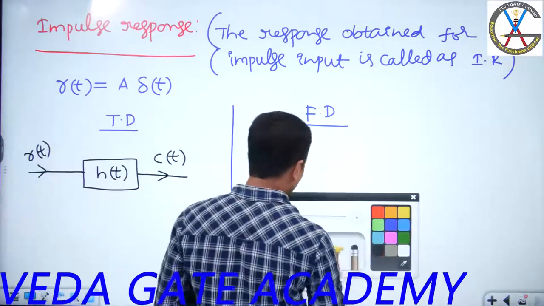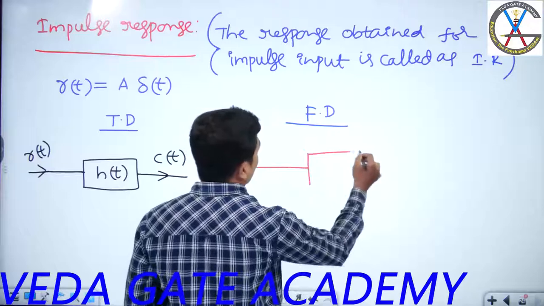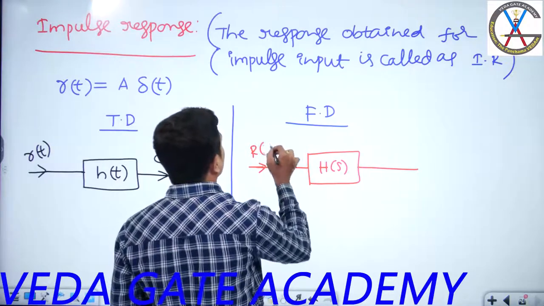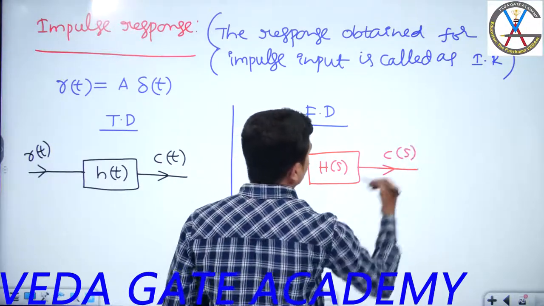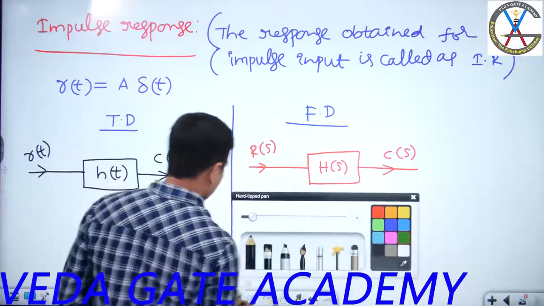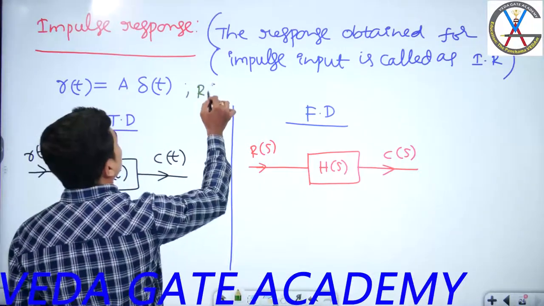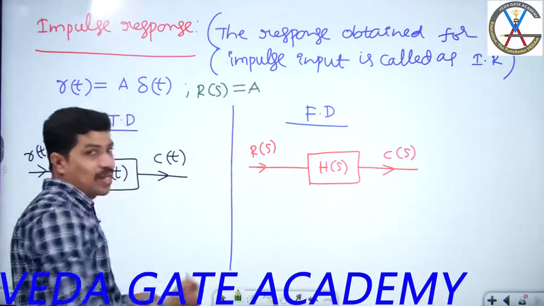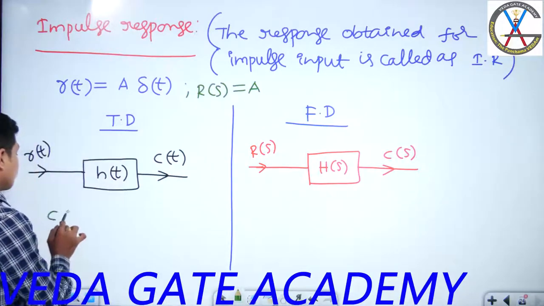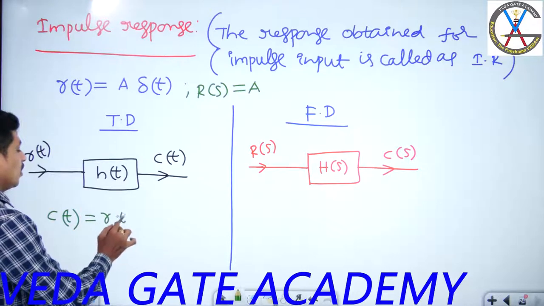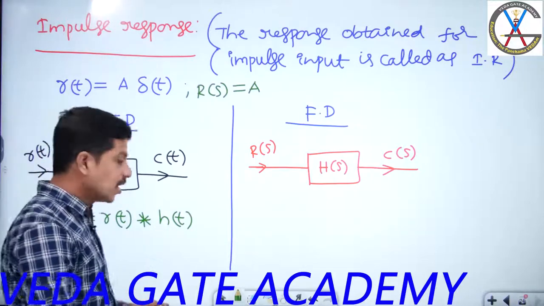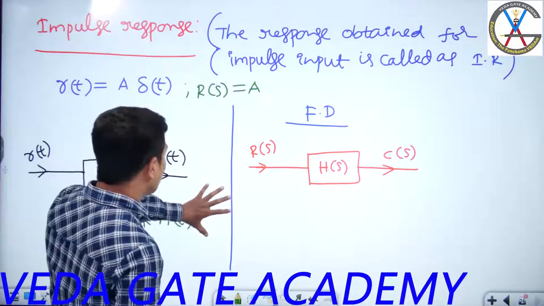Same thing if I convert into the s domain: h of t becomes H of s, r of t becomes R of s, c of t becomes C of s. Now, if R of t is equal to A del of t, what is R of s? The Laplace transform of R of t. In the starting classes we understood Laplace and inverse Laplace: Laplace of del of t is 1, so A del of t gives A. Now, what is c of t? R of t in convolution with h of t. Yes, we saw that already.